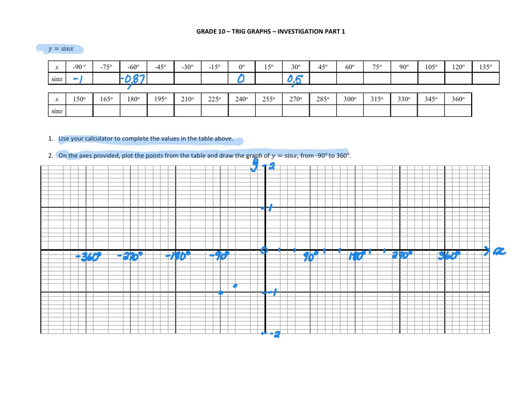The third point I have is 0, 0, which you know is the origin. And the fourth point is 30 degrees and 0,5, which plots out there.